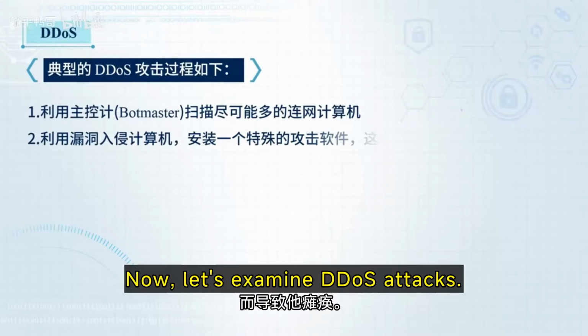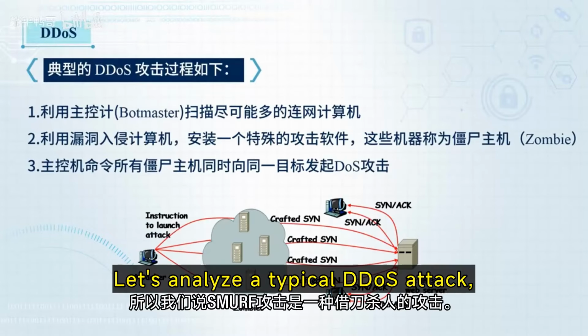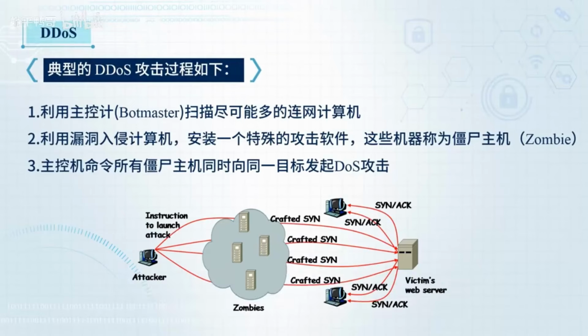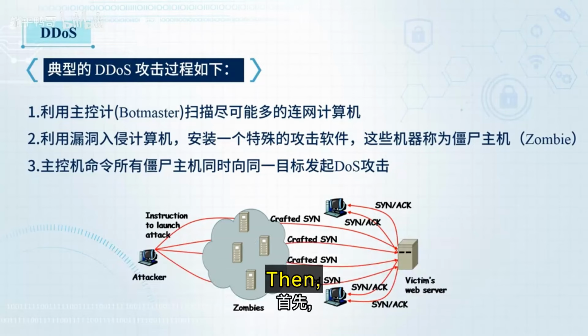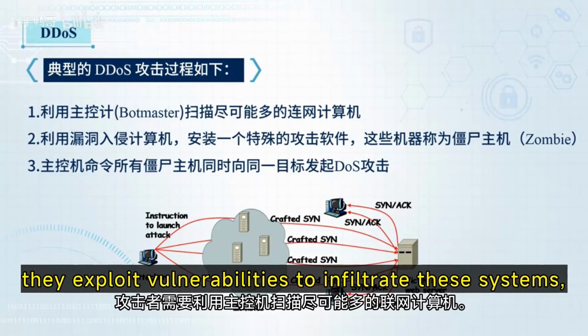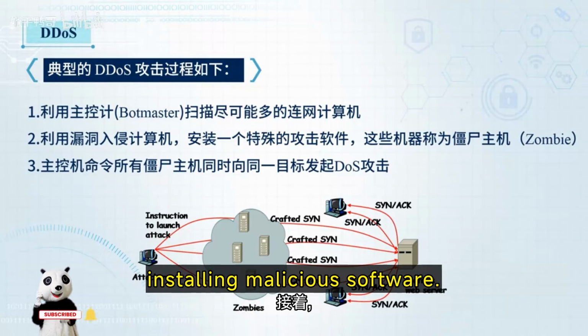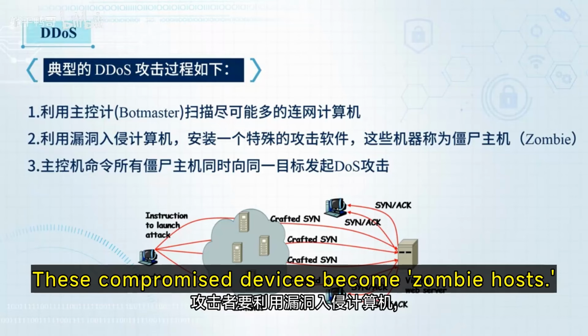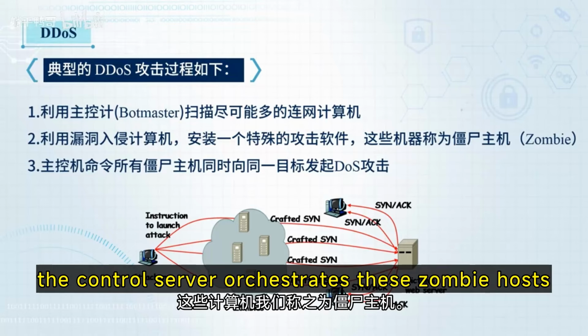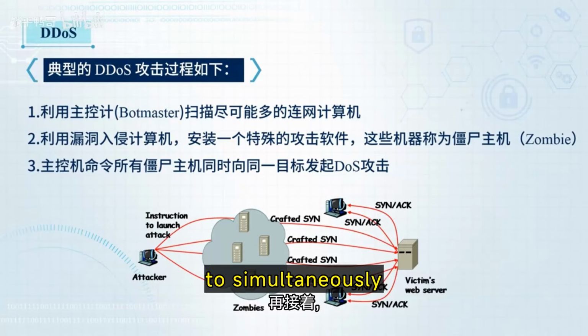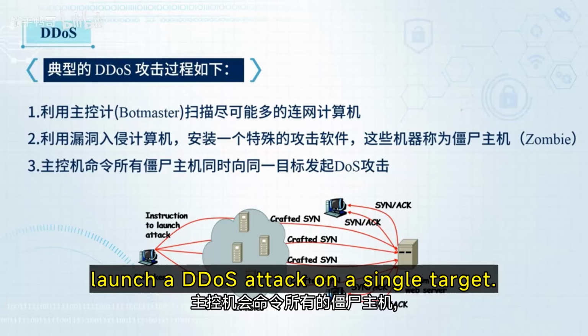Now, let's examine DDoS attacks. Let's analyze a typical DDoS attack and its stages. To begin with, the attacker uses a control server to scan for vulnerable networked devices. They exploit vulnerabilities to infiltrate these systems, installing malicious software. These compromised devices become zombie hosts. Subsequently, the control server orchestrates these zombie hosts to simultaneously launch a DDoS attack on a single target.